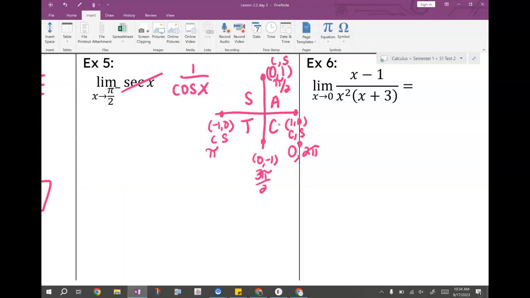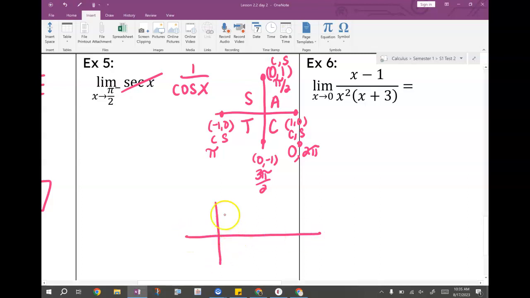Okay, Brett. So wait, if it's approaching from the left, wouldn't it be going to pi over 2? So you're thinking left on a graph. This is the unit circle. When we say we're approaching from the left, we're just talking about approaching from below 90. Does that make sense? If it was positive, we'd be approaching from the right and be above 90.